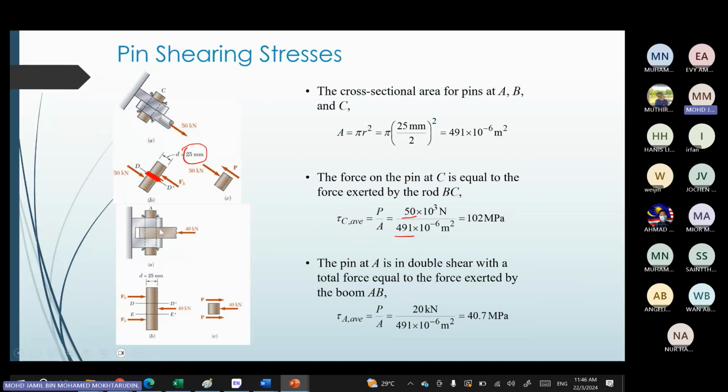So for the pin at point A, you have two contact areas, one at the top and one at the bottom for this beam. Because you have two contact areas, they exert double shear. So it's supposed to be 40 kilonewton divided by area. But because you have two contact areas, you divide by 2, okay? So it becomes 20 kilonewton, instead of 40, because it's 40 divided by 2. Okay, so for those confused why 20, it's because it's already divided by 2, okay?